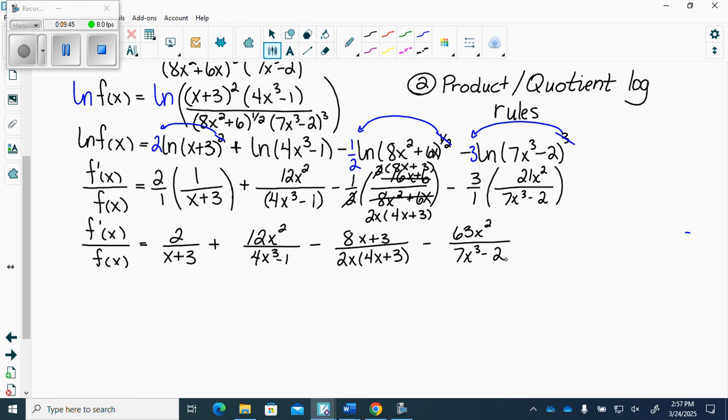This is the last step. We want the derivative of f of x, correct? So that means we want f prime of x by itself. Currently I have an f of x down here. So I need to bring it up by multiplication. Now I have to remember to replace it. F prime of x equals.